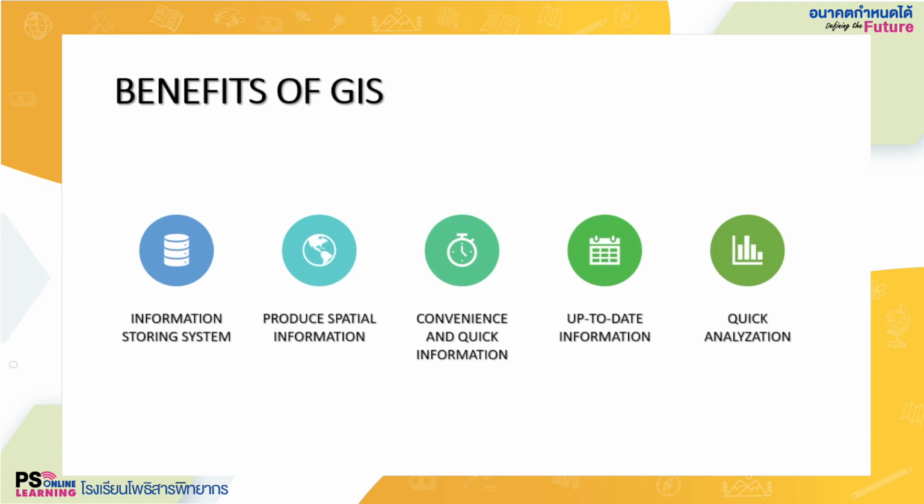Next is up-to-date information. When we talk about a map, it's already printed. If you want another map, you have to create and print it out again. But for GIS, you just input the data and it will analyze, calculate, and update with the new information you just put in. So it is very up-to-date, hard to miss, and you can keep up with the world very easily.